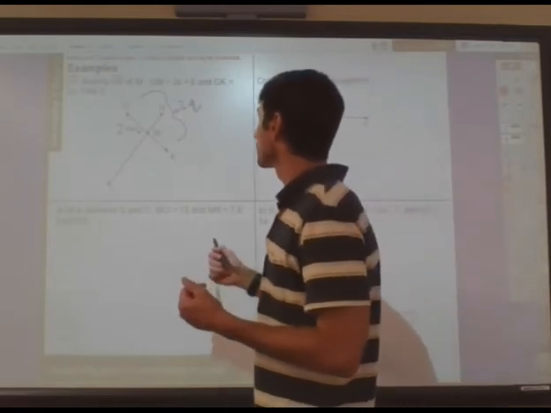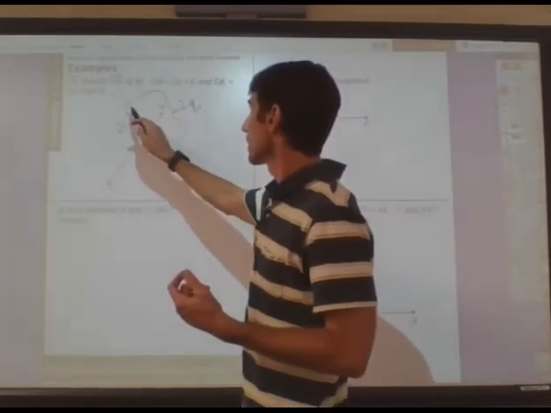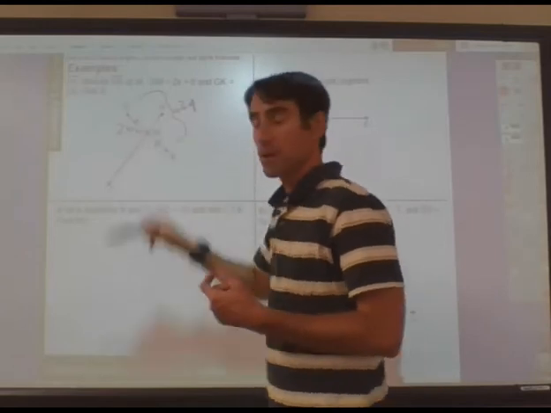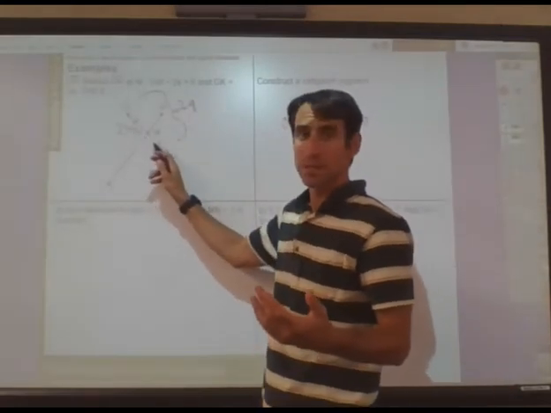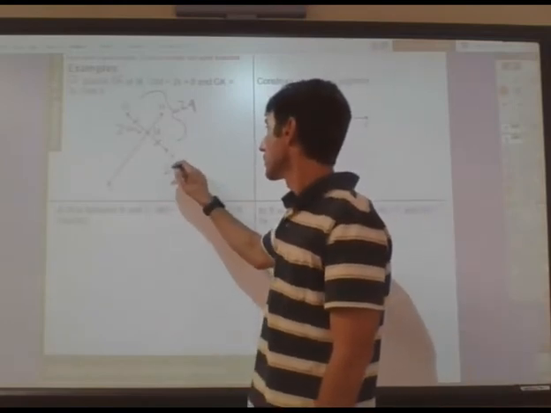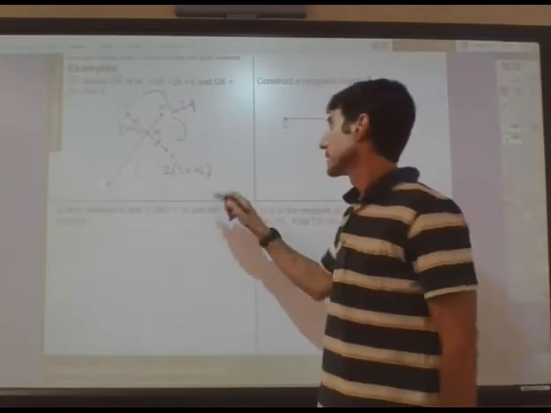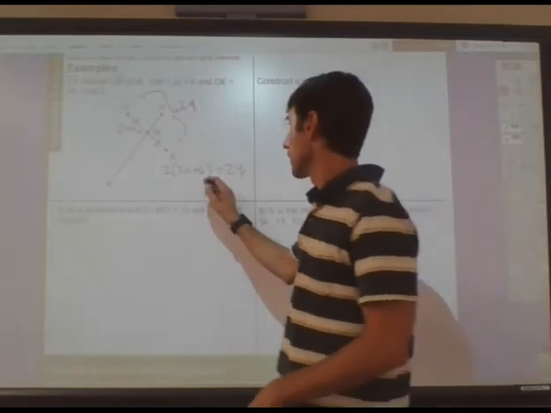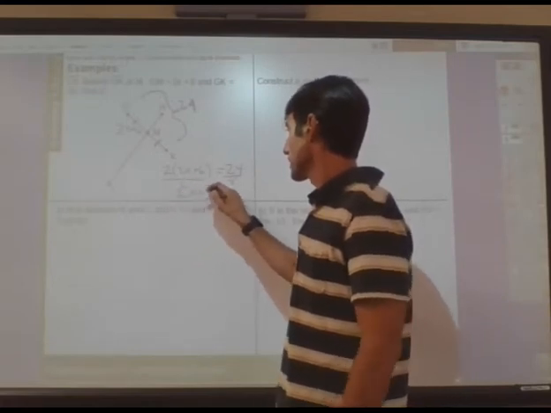Well, what do I know? I know that GK is bisected at M. So that means this side is equal to this side, right? Well, that means that if this side is 2x plus 6, this side also must be 2x plus 6. So we have two groups of 2x plus 6, and together, that equals 24. Let's solve. So divide by 2, and we get 2x plus 6 is equal to 12.